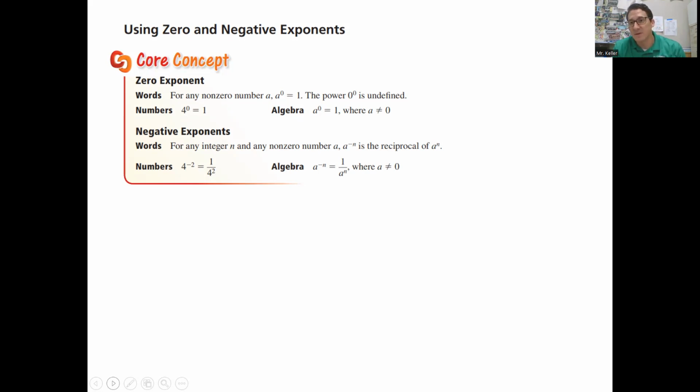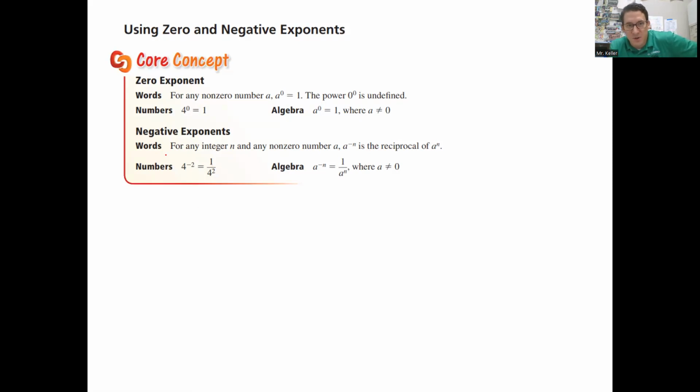The zero exponent's the easiest one to remember. Anything to the zero power is one. I'll explain that better in class, why anything to the zero power is one and not zero. It's a common misconception that anything to the zero power would be zero, but it's one. Negative exponents are the reciprocal.